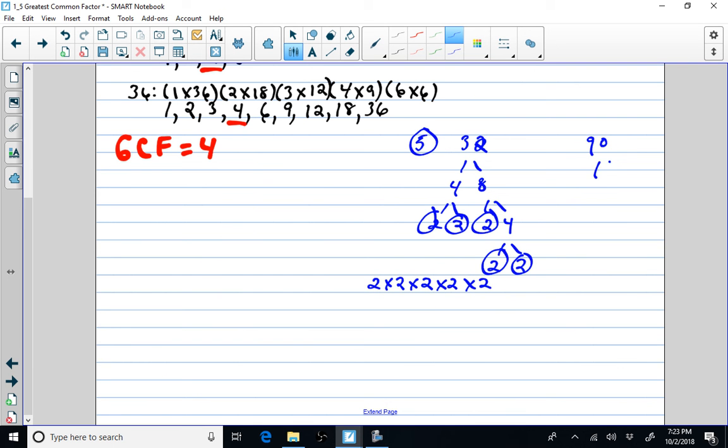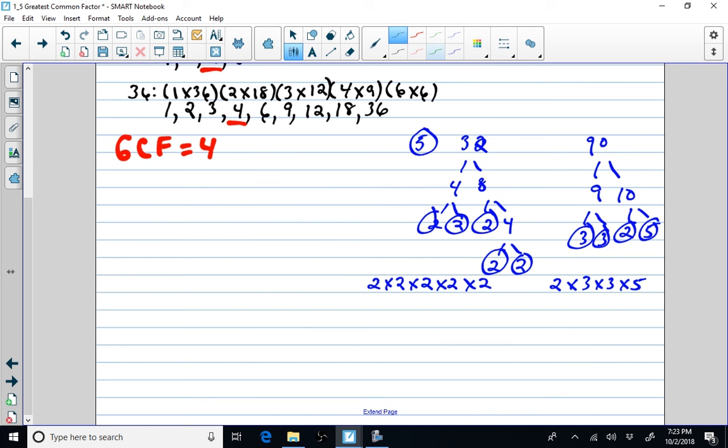If we factor 90, we'll do 9 times 10. Neither one of those is prime, so I continue to factor. 9 is 3 times 3. 10 is 2 times 5. 2 is prime. 5 is prime. Your prime factorization here is going to be 2 times 3 times 3 times 5.